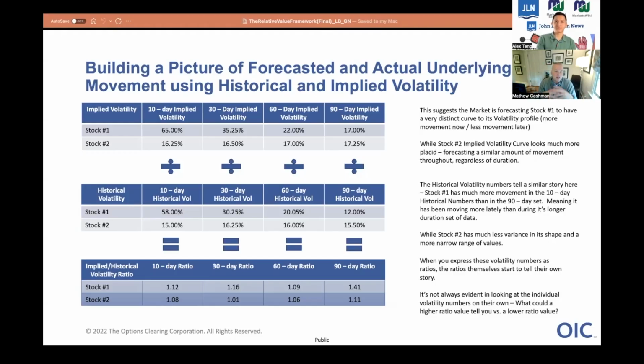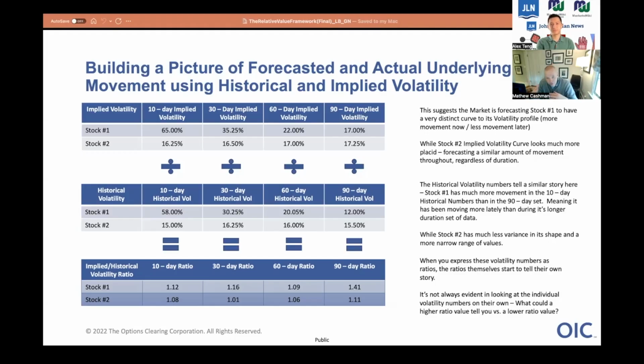And what this tells you, as far as the way that I set up the framework of how to look at it, is that you look at it as a ratio. So you take the implied volatility level, the implied volatility number for that number of days, and you divide it by the historical volatility for the last n number of days. And what that gives you is a ratio of those two vols. And when you express these vol numbers as ratios, the ratios themselves tell their own story, right?